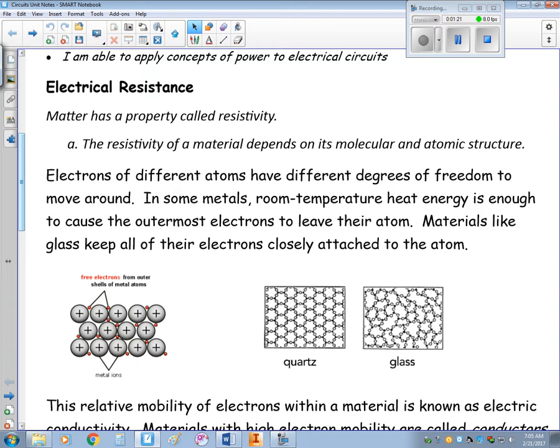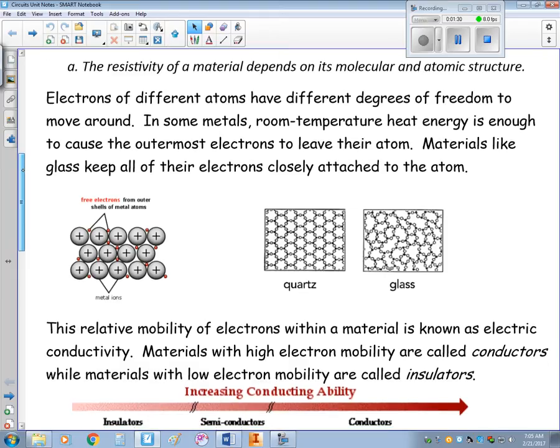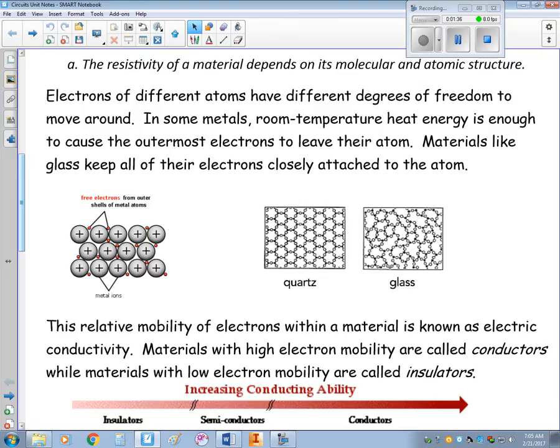Materials have a property that's known as resistance. The resistivity of a material will depend on its molecular or atomic structures. So remember that electrons of different atoms have different degrees of freedom. In metals, room temperature heat energy is enough to cause the valence electrons to leave the atom and kind of float around. So what we have is a sea of electrons, just going from ion to ion to ion.